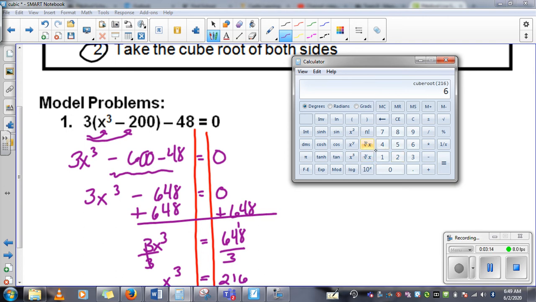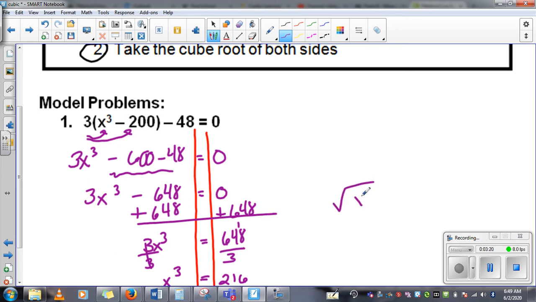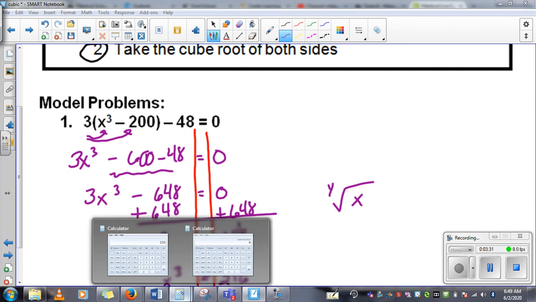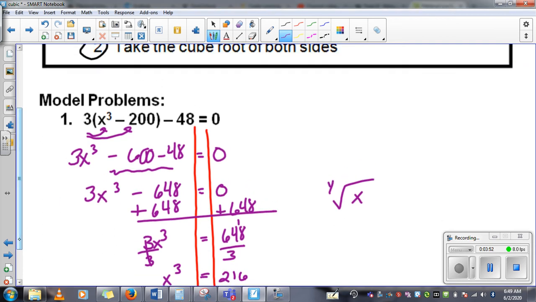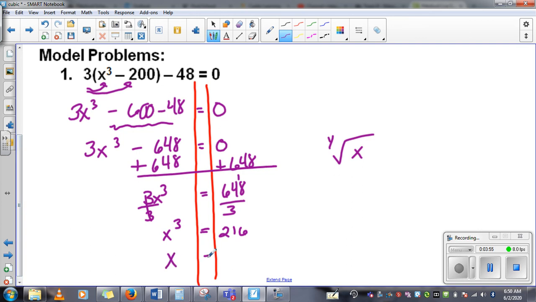If I wanted to use the other button, you will notice that it says x under here, y here. Well, alphabetically, x comes first, so you would type this number first, followed by the y. So let me show you. You would type in the x number first, which is 216. Then you'd hit this button, and you'd type in the y, so that would be 3. And it's also going to give you the same number. So you have a couple options there. So now x is equal to 6.